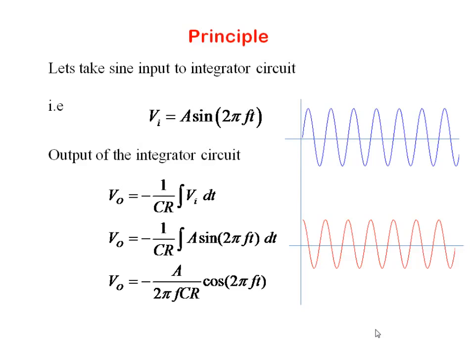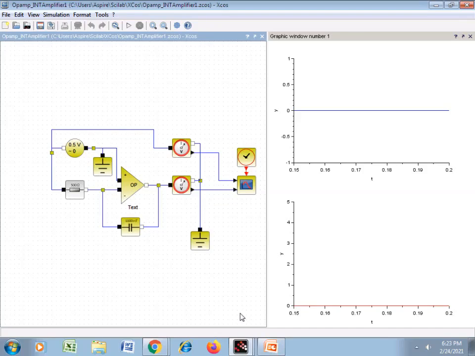Let's verify these theoretical predictions experimentally using the virtual experiment. This is the circuit for op amp as an integrator. The connections are made same as in the theory. Input is given to the inverting terminal with respect to ground through resistance R. C is the feedback capacitor. It is connected between inverting and output terminals.